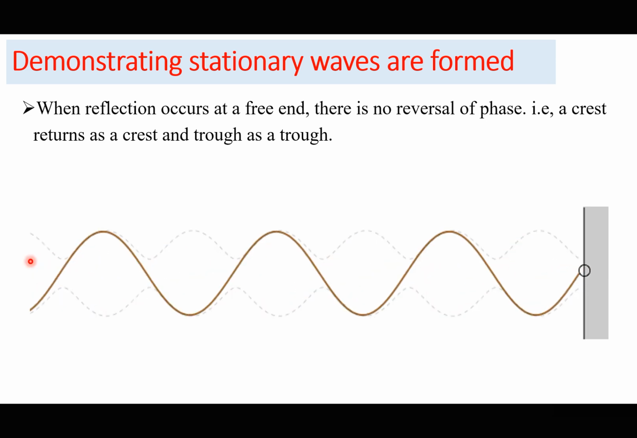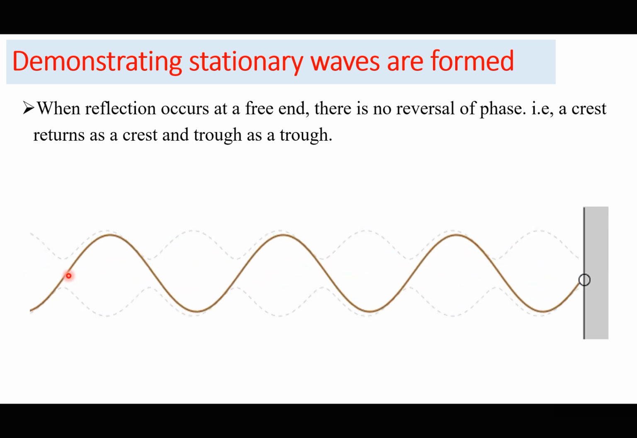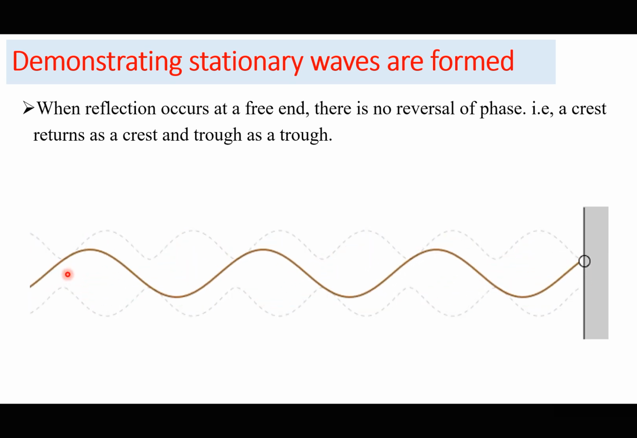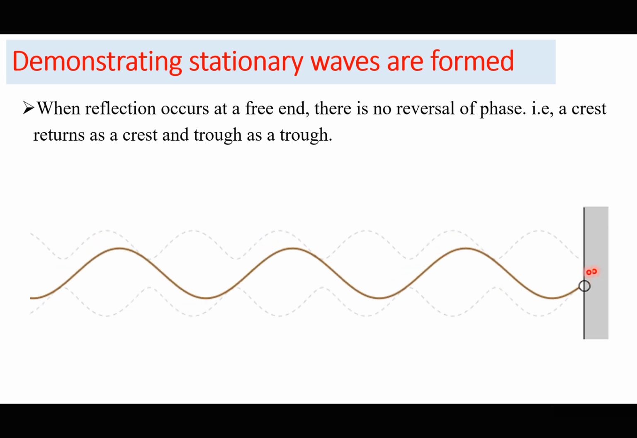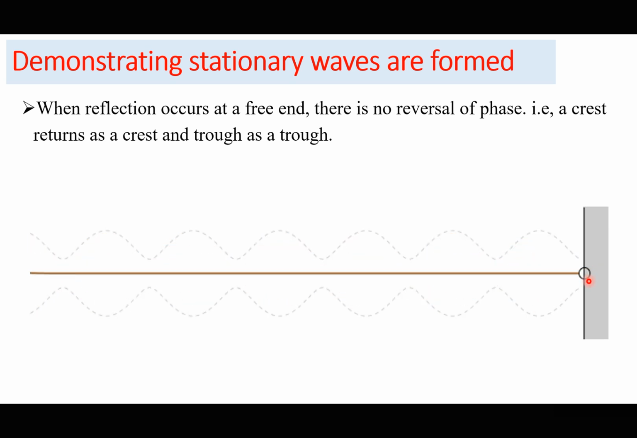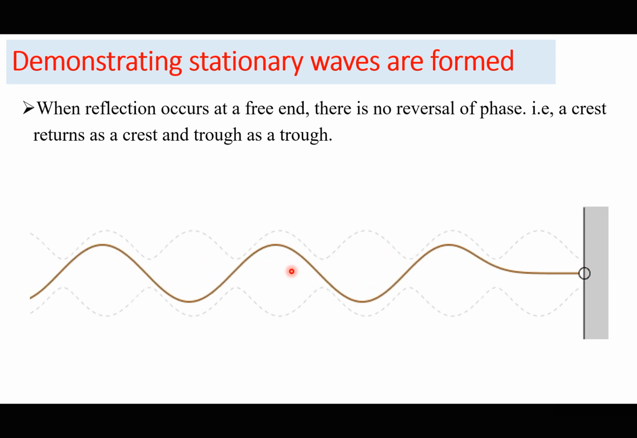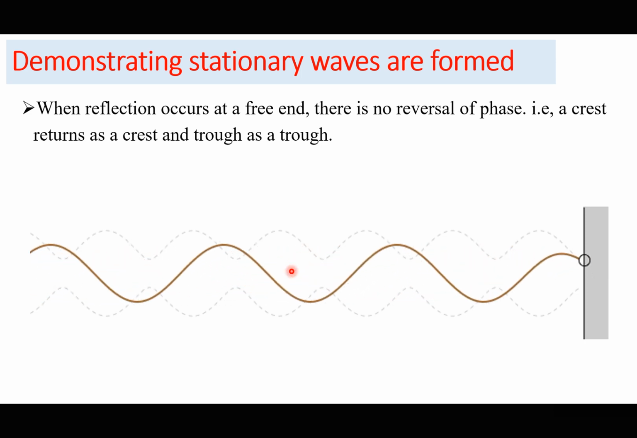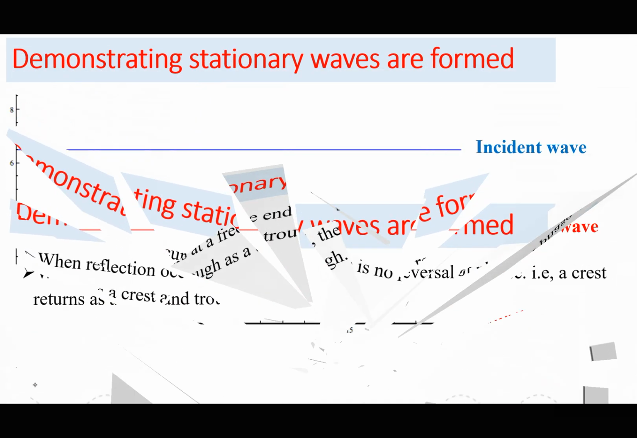A wave which is propagating from left to right is transferring energy to the right-hand side. When the incident wave continuously propagates from left to right, the reflected wave continuously propagates from right to left. The process continues, and if these two meet at a point, they undergo superposition, and they result in what we call a stationary wave, which can be demonstrated here.